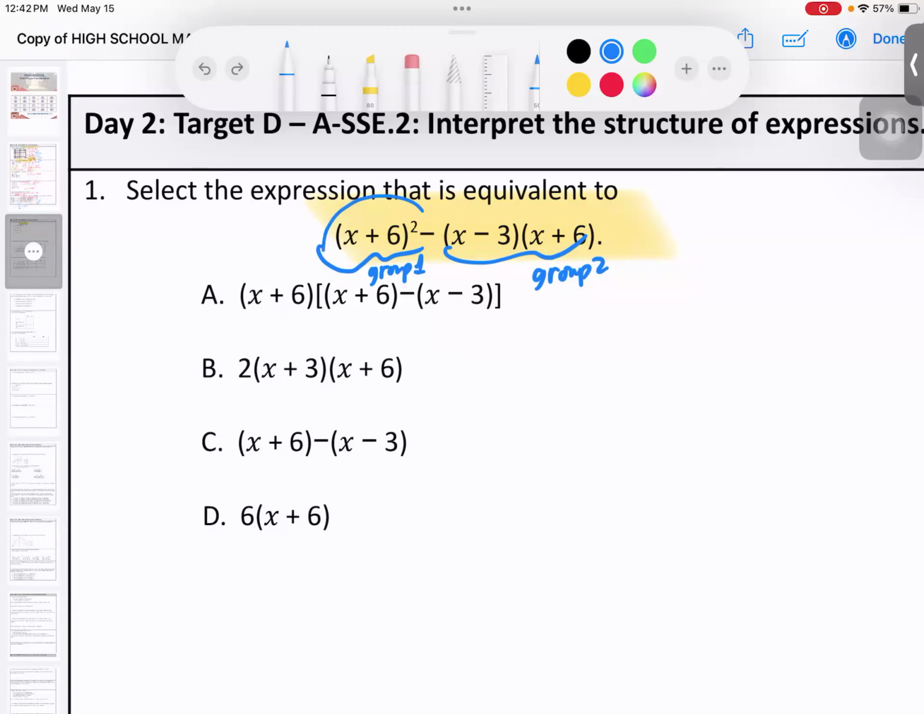Okay. Look at group 1. Group 1, you have x plus 6. Group 2, you also have x plus 6. Did anyone say that? You said x. You said 6, but you didn't say x plus 6. Yeah, x plus 6 is the common factor.